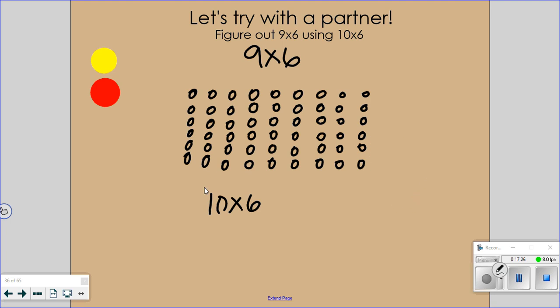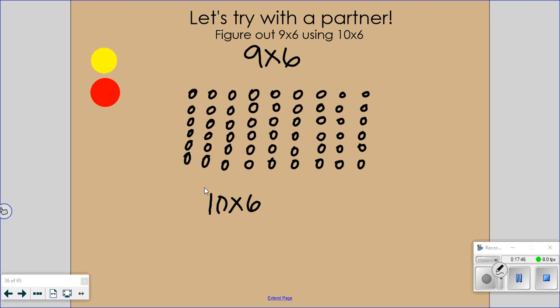And now how many groups do I have? Let's count my groups. Ready? 1, 2, 3, 4, 5, 6, 7, 8, 9. I have 9 groups of 6.